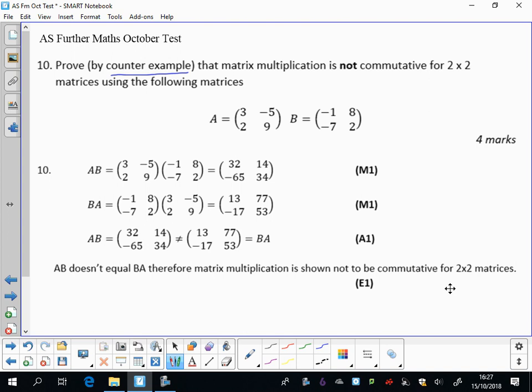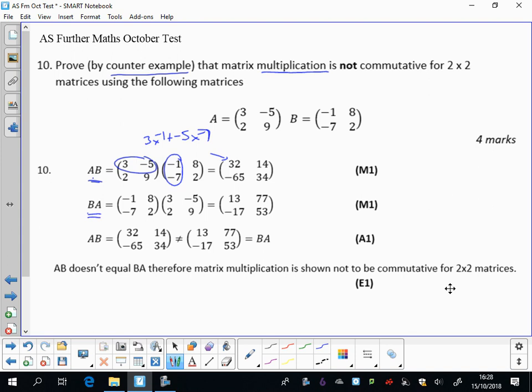All you've got to do is think about, well, what does commutative mean? A bit of a hint, it involves multiplication. Let's multiply them both ways round. So you do A times B, okay? Remembering that, for example, 32 is 3 times negative 1 plus negative 5 times negative 7, and so on. And then we want to multiply them the other way round. So that's B times A.